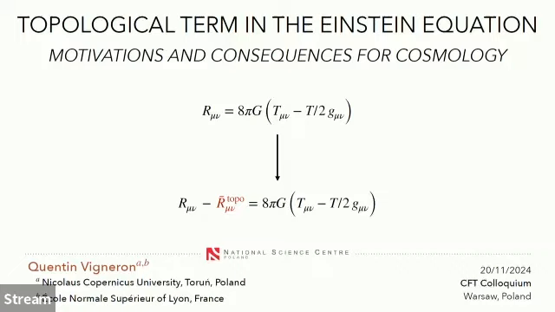Today's speaker is Quentin Vigneron. Quentin did his PhD at the ENS de Lyon, and then he got his first postdoc at the Copernicus University in Toruń. Then he won a Sonatina grant, and now he's affiliated with both Poland and France. He has been working on a modified theory of general relativity. This modification comes with a topological factor. And today he's going to talk about some physical implications of it, right? Yeah, in particular. Okay, floor is yours.